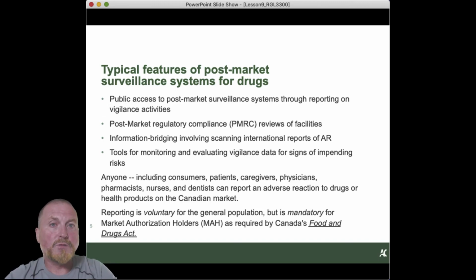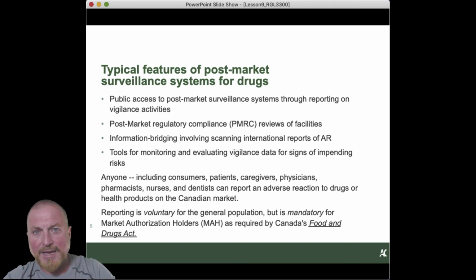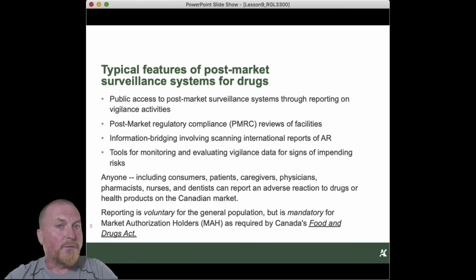Public access to post-market surveillance systems needs to be in place, and we'll discuss that in a minute. Post-market regulatory compliance reviews need to be conducted, okay? Information and bridging involving scanning international activities. So countries like Canada, the United States, the EU have basically set up systems. So when there's an advisory in any one country, they all get it. When there's an incident report in any one country, they all get it.